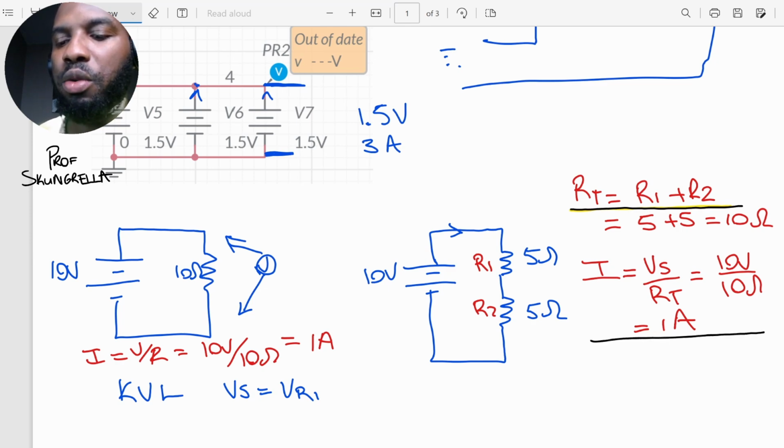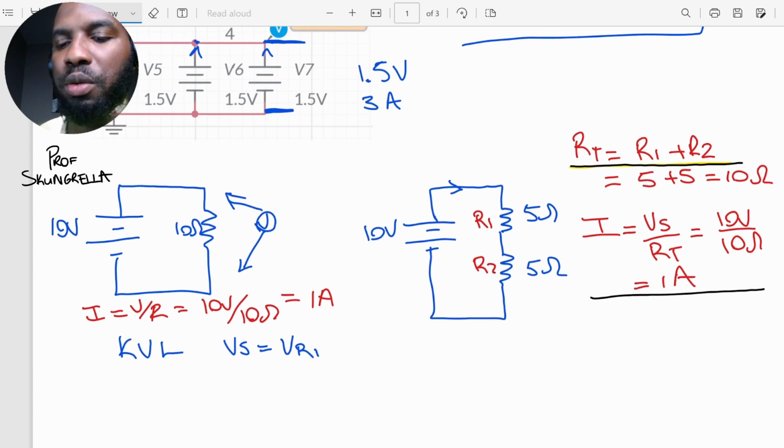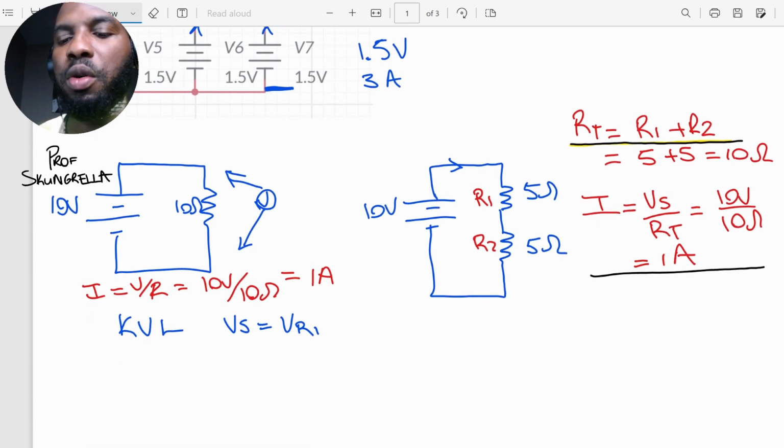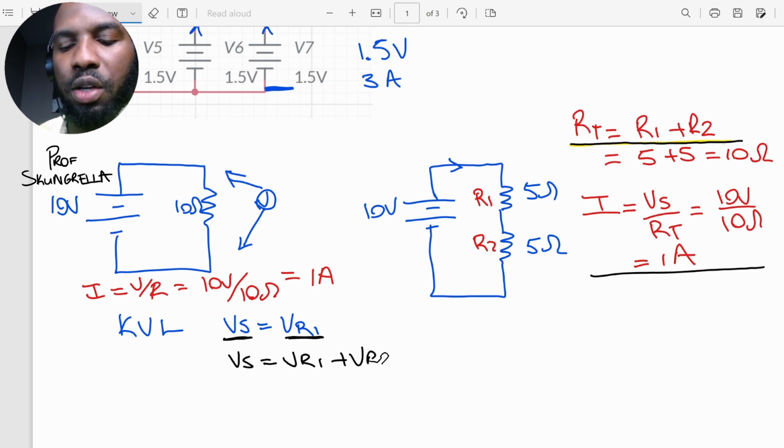The second thing we need to consider in a series circuit is the voltage drops. Again, we come back to Kirchhoff's voltage law, which says that the voltage source must be equal to the voltage drops. In this case, we have 2 voltage drops. We have Vs equal to VR1 plus VR2. In other words, the total voltage drops here is going to be equal to Vs.